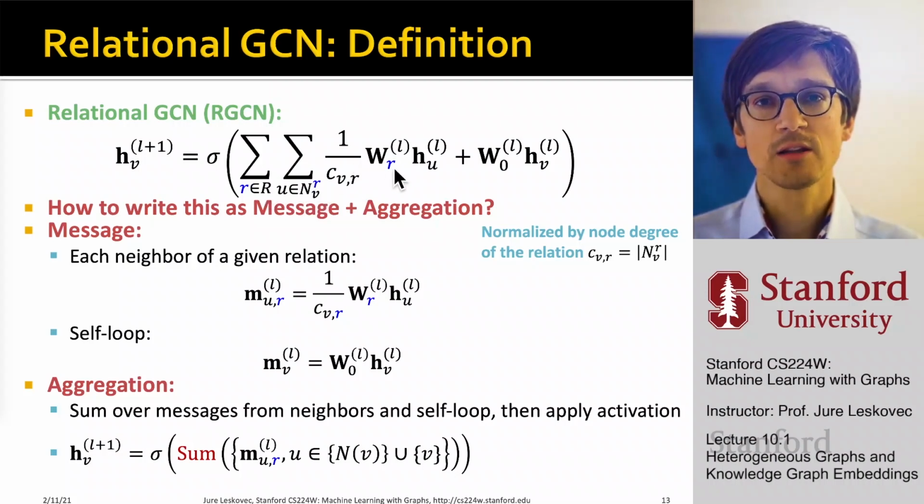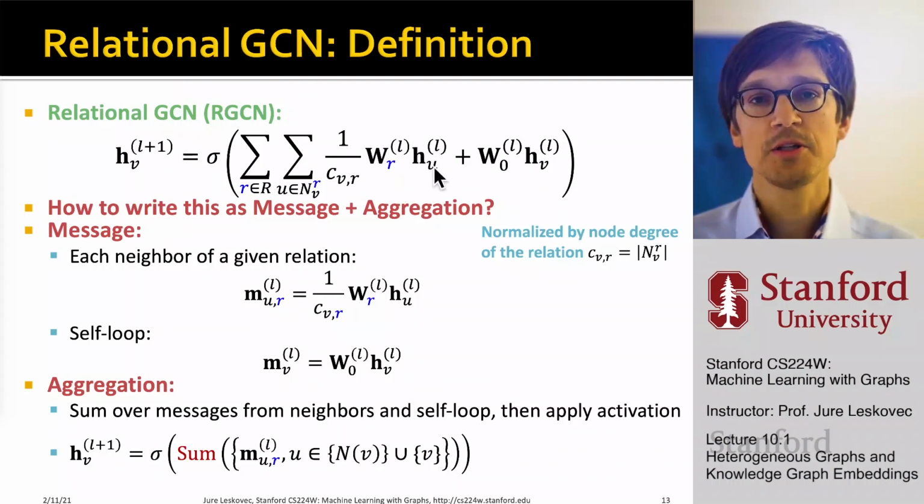Then we are going to take the transformation matrix specific to that relation R, to take the messages from the neighbors U that are connected to V according to this relation type R, and we are also going to do the embedding of the node V from the previous layer and transform it. The important difference here is that the W's before used to differ only layer by layer. Now what happens here is that we have W for every layer for every relation.